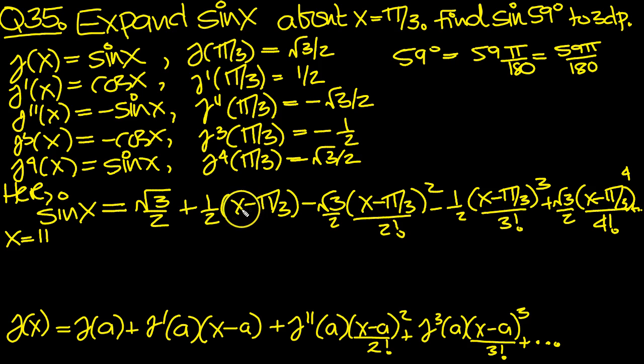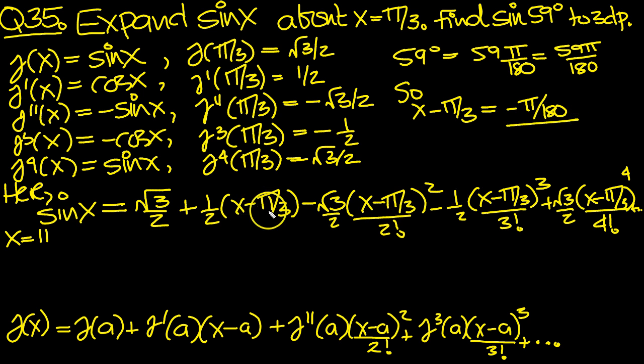So we've got x is going to be 59. We want x is 59. So when we put in the value, it will equal 59 pi over 180 minus 60 pi over 180. You get minus 1 degree, don't you? Pi over 180. That's your minus pi over 180 that goes in here.